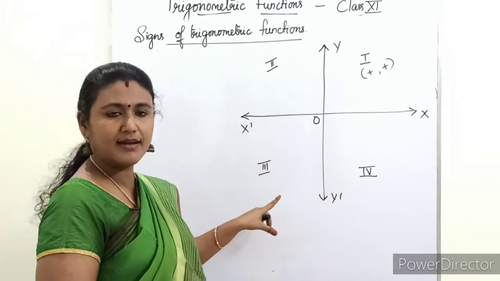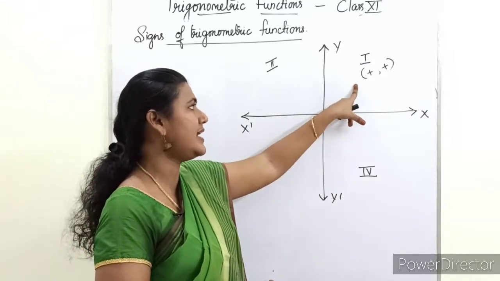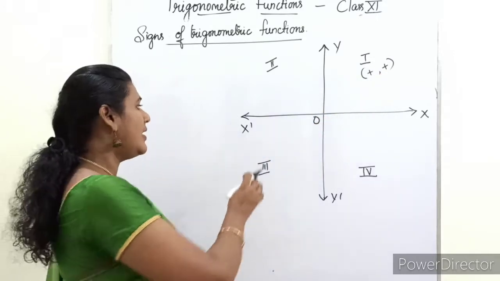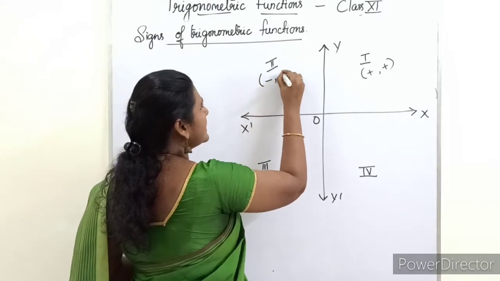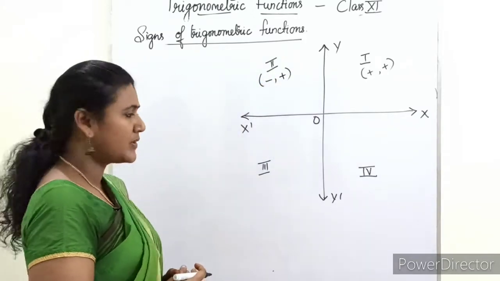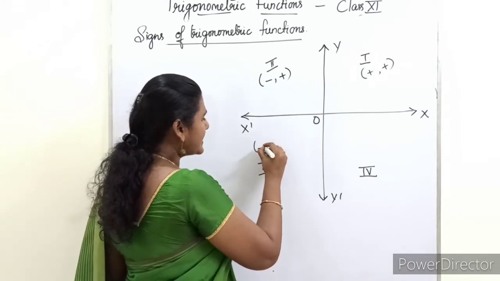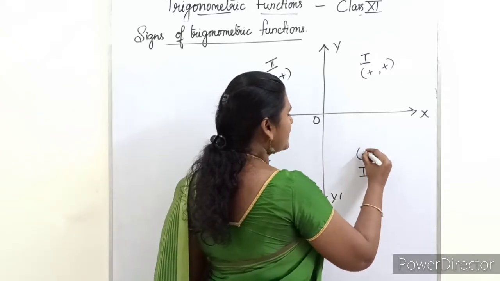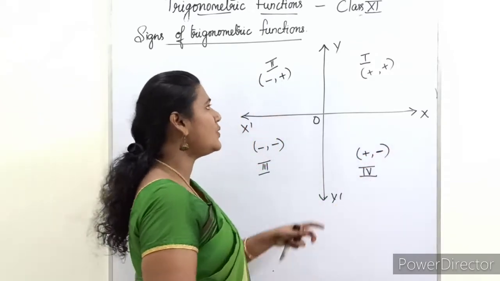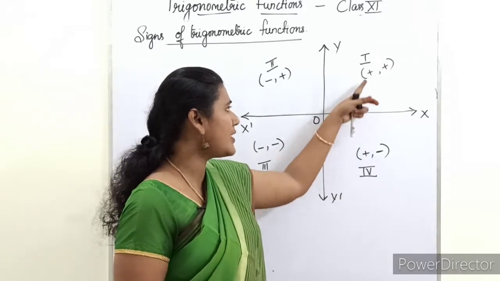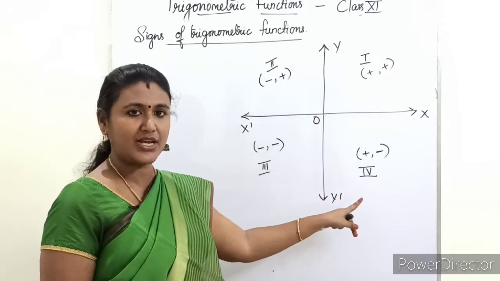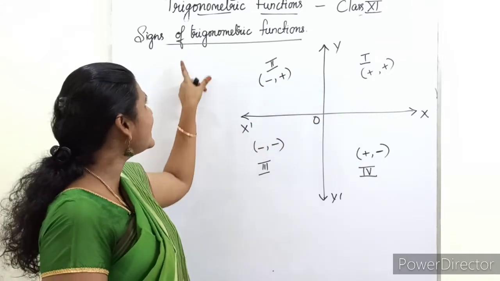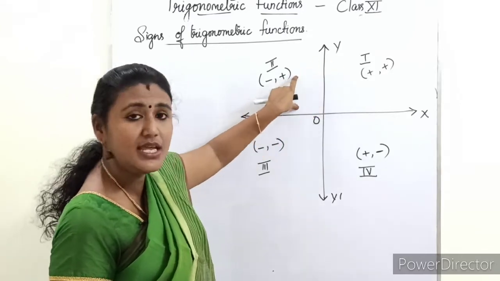These are all things you have studied in earlier classes, 9th and 10th. In the first quadrant both the x coordinate and y coordinate of a point are positive. In the second quadrant the x coordinate is negative and the y coordinate is positive. In the third quadrant both x and y coordinates are negative, and in the fourth quadrant x is positive and y is negative. So we already know the signs of the coordinates of a point in the four quadrants. Now with these signs, we are going to see the signs of the trigonometric functions in each quadrant.